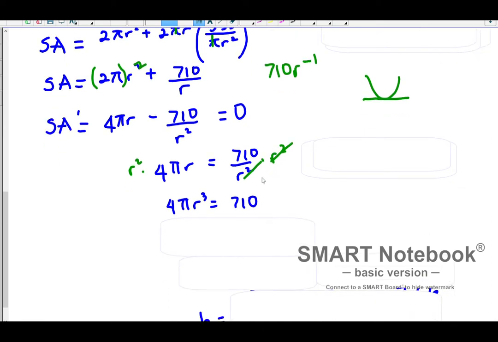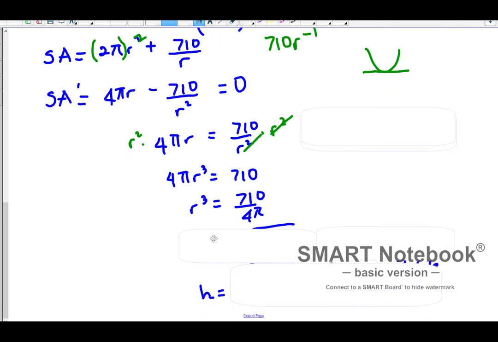And what do you think we should do to solve for r here? If you said let's first isolate it, you're absolutely correct. Divide both sides by 4 pi. And what do you think will be the last step? If you said take a cube root, once again, that sounds wonderful. Indeed, we need a cube root to solve for r.